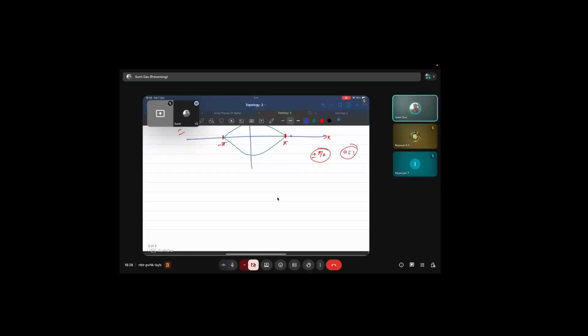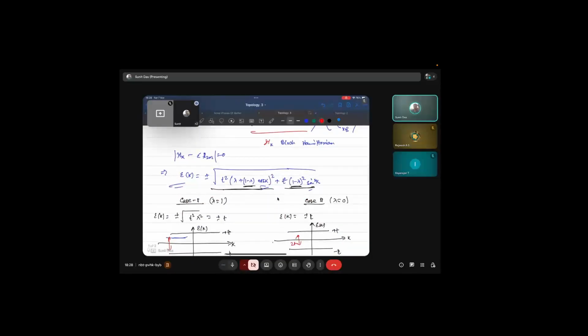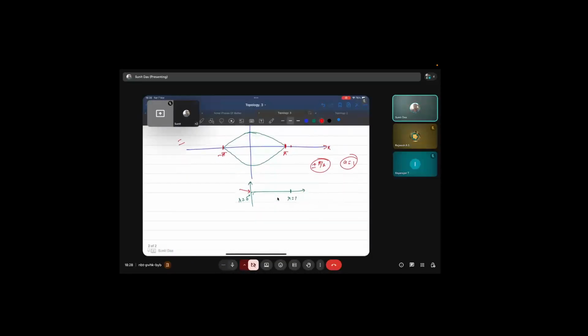So if I draw in terms of lambda value, let's say this is lambda equal to 0 at the center, and this is, let's say, somewhere here, lambda equal to 1. Okay, so I need to remove this. So lambda equal to 0 means we had case 2, right? So this was case 2, the topological case. And then for lambda equal to 1, we had case 1. Now we are somewhere here, lambda equal to half.